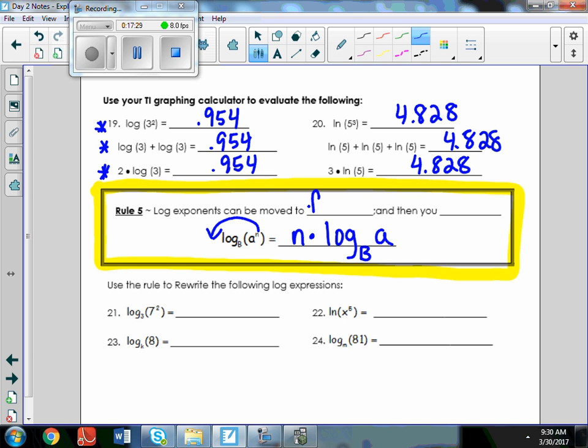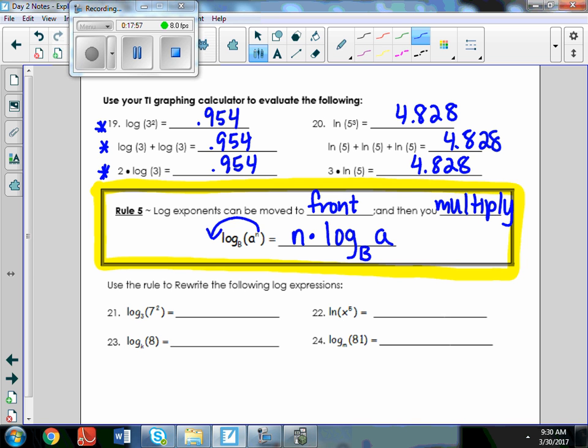Okay, so you move the exponent to the front, and then you multiply by it. Because those are really the same thing. 2 times log 3, when I have log 3 plus log 3, is the same thing as multiplying it twice. So it's a shorter way of doing it. So sometimes you'll see problems like they're asking you to use this rule to rewrite.